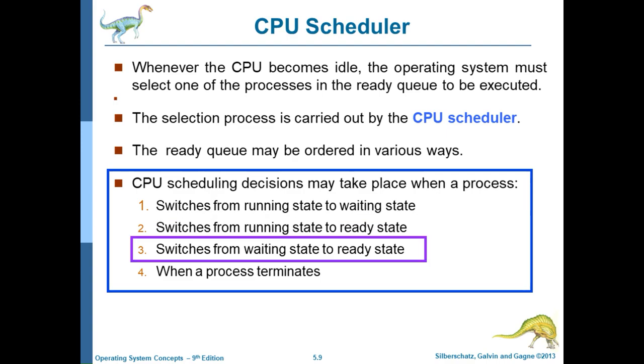Waiting to ready. A process in the waiting state becomes ready because the conditions or resources it needs are now available. The CPU scheduler then decides which process from the ready queue should run next. Process termination. When a process finishes running or is terminated, the CPU scheduler decides which process from the ready queue should run next.